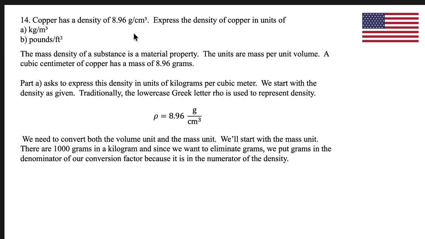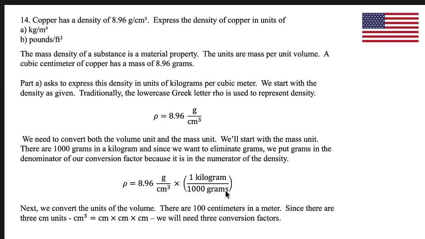We need to convert the volume and the mass unit. So we'll start with the mass unit. There are 1,000 grams in a kilogram. We want to eliminate the grams, so we put the grams in the denominator of our conversion factor. So the grams will cancel. Grams here, grams here. Now we have to convert the units of volume.